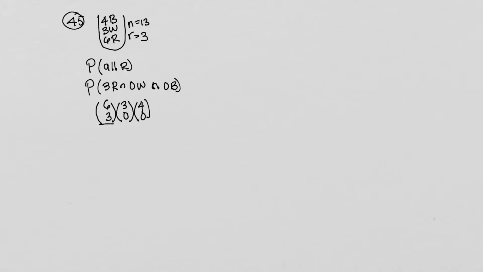So 4 choose 0. Now our denominator is the number of elements in the sample space, and there's 13 marbles in here. We're going to choose 3. And when I computed this, I got 0.0699. Now, the second part of the problem says, what's the probability they're all the same color?